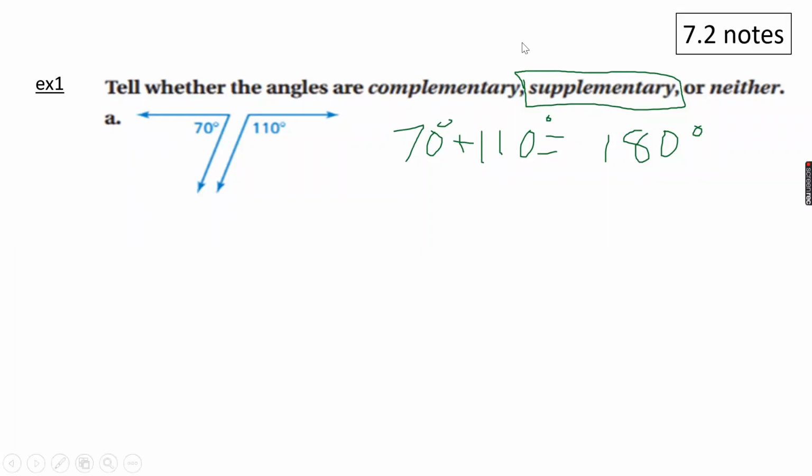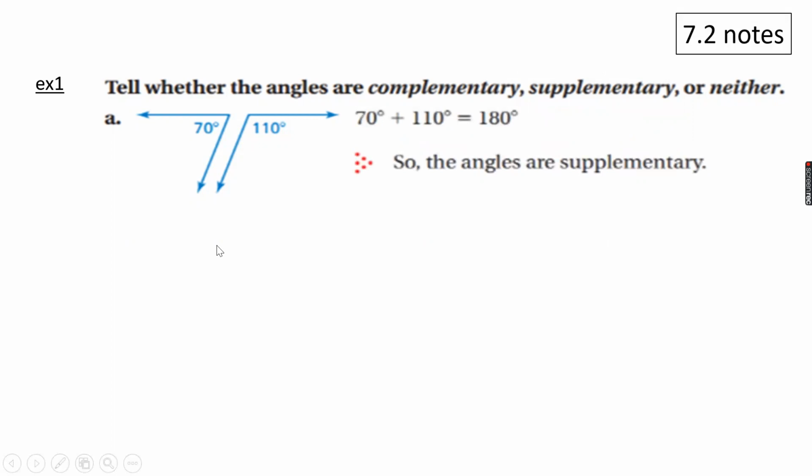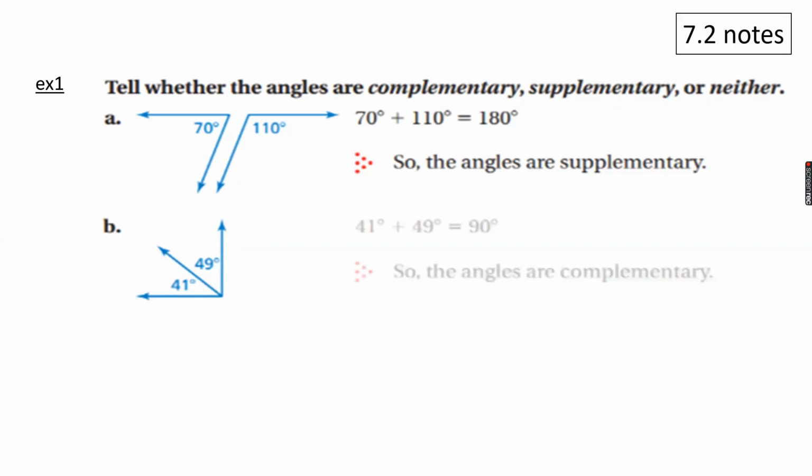Alrighty, let's move on to our next example. Now we have an angle that measures 49 degrees and another angle that measures 41 degrees. I want you to tell me, is this complementary, supplementary, or neither? So pause the video and try this problem out. You should have added those two numbers together. When you add them together, it equals 90 degrees. That means that the angles are complementary.